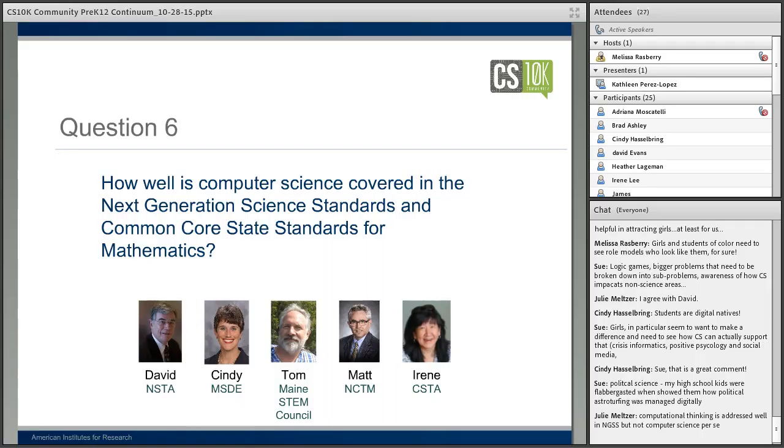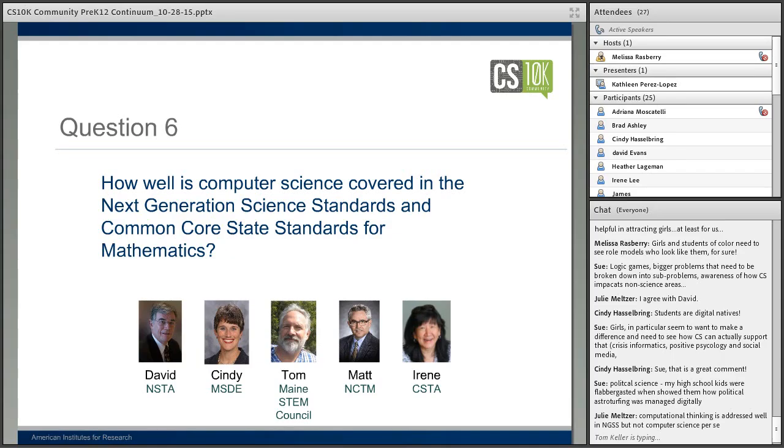So the story in math is very similar to what David outlined for science, but from my perspective, the critical point is that it was not the intent of the developers of the Common Core State Standards for mathematics. They didn't have any intention of addressing computer science standards. They were focused on the mathematics that students need to learn in order to be college and career ready. But with that said, there's an awful lot, as I've mentioned before, in the standards for mathematical practice that develop thinking habits that certainly contribute to the goals of computer science.